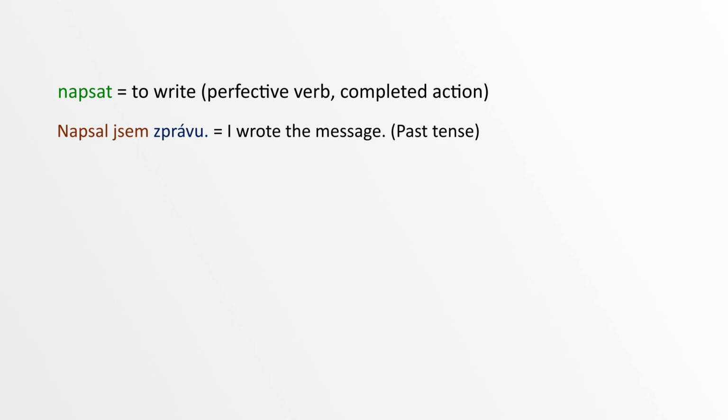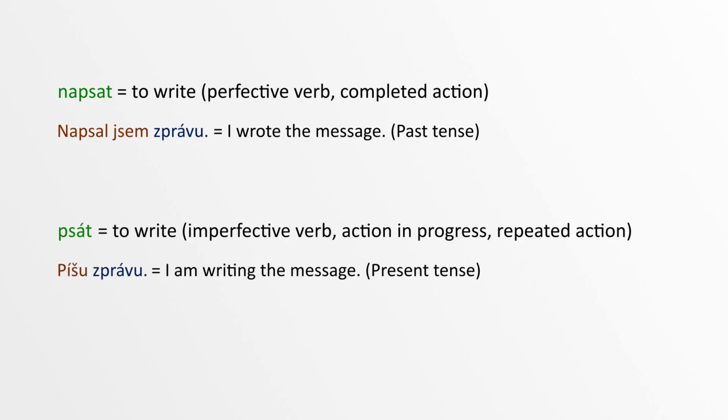But you can't use napsat to describe something that's happening right now. Because if you're doing it right now, the action isn't complete yet. For that, you need the imperfective version. Psát. Píšu zprávu. I'm writing a message. This focuses on the ongoing process.